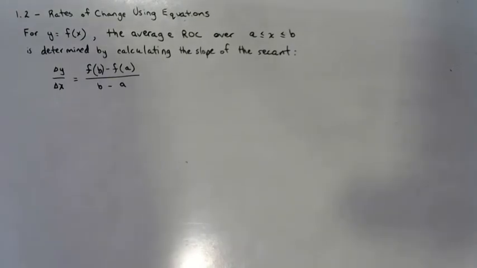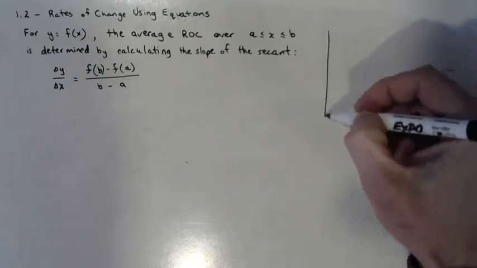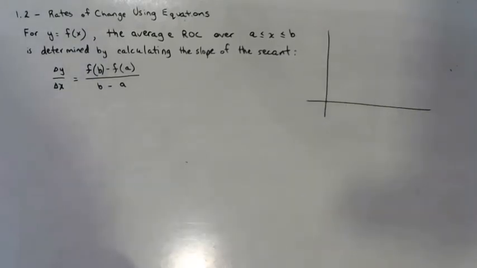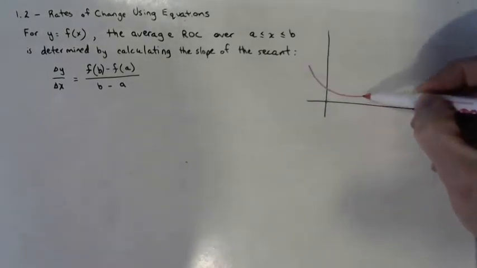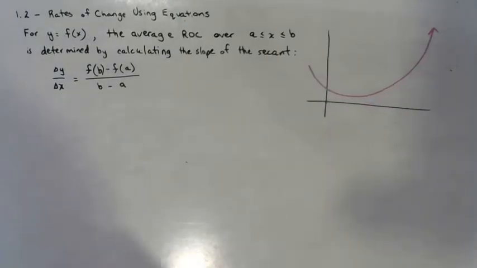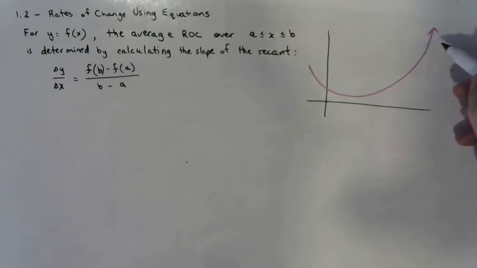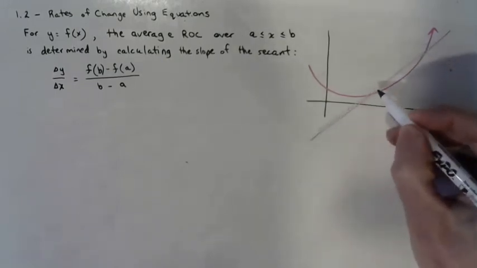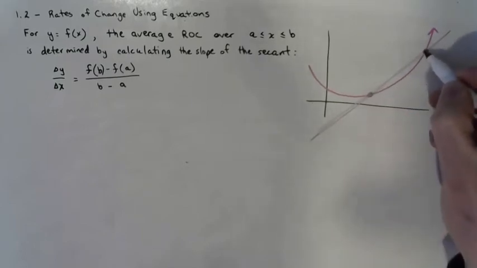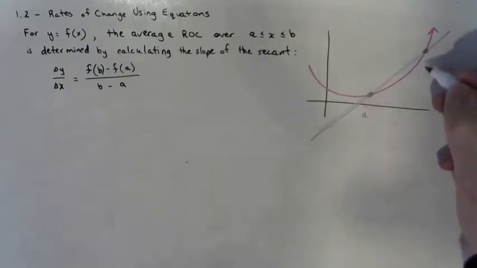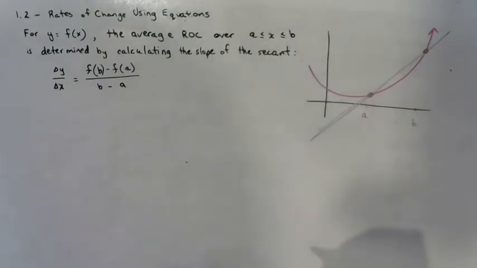I'm going to draw a picture to go along with this. We've got a graph here. Don't need any numbers on it. I'm going to draw a simple curve. Okay, this is a parabola. And so what we're saying is that if we want to find the average rate of change from A to B, we simply need a secant line, or it's just a secant, that intersects the curve at x equals A and at x equals B.